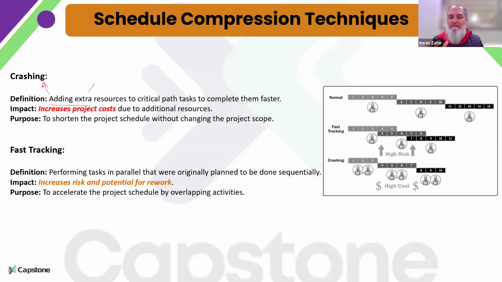And what is fast tracking? Fast tracking is basically done on activities that can be done in parallel, where we have the leverage and we can start activities in parallel. Initially, they may be planned in a sequence, but to reduce the time frame, maybe we can start some activities in parallel. But risks can increase, and we may need to have some rework done. So these are the 2 techniques that we can utilize when it comes to schedule compression.